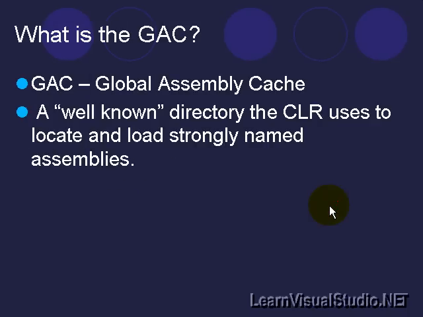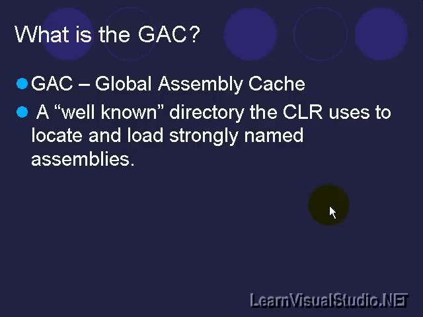So before we go too much further, I need to describe what the global assembly cache is. You'll hear me refer to the global assembly cache as GAC. That's pretty common terminology. But basically what the GAC is, is just a well-known directory that the CLR can use to locate and load strongly named assemblies. So it's just a directory.